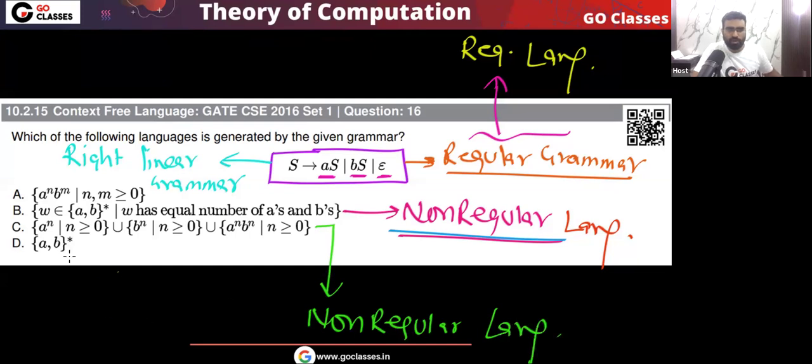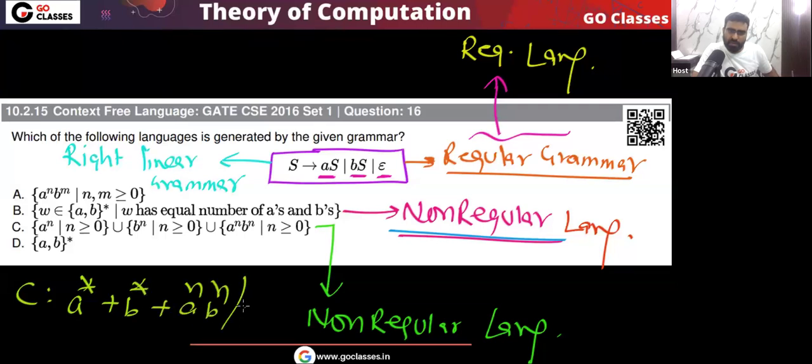Understood? Please tell me. If you look at option C, that is a star or b star, or a power n, b power n, where n is greater than or equal to 0. Because of this a power n, b power n, you have to keep track of the number of a's, because the number of a's must be equal to the number of b's. If you have 100 a's, then you must have 100 b's. If you have 1000 a's, then 1000 b's. So you can easily see that option C is actually a non-regular language.